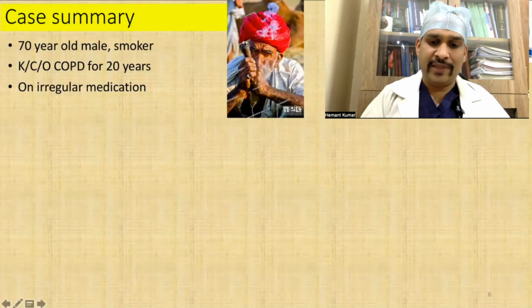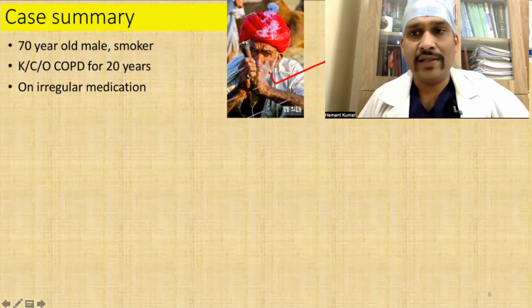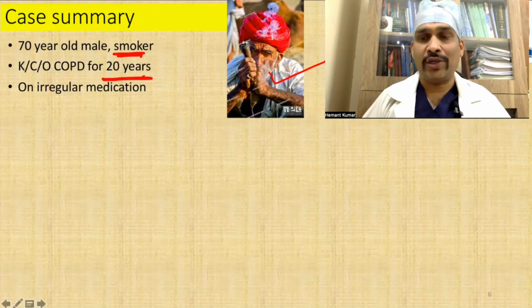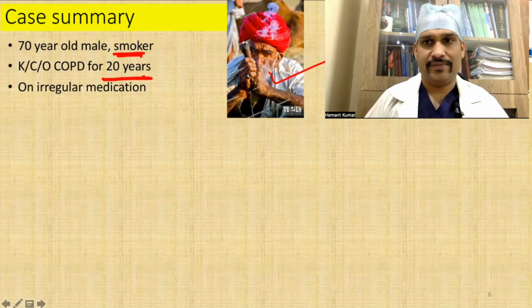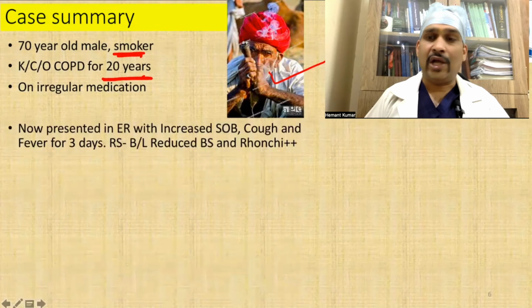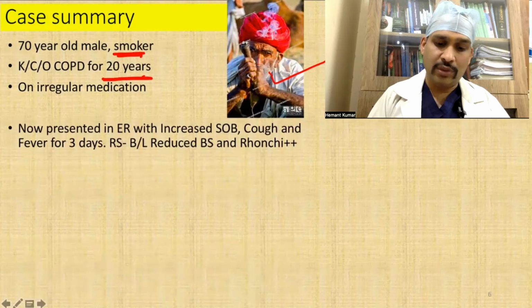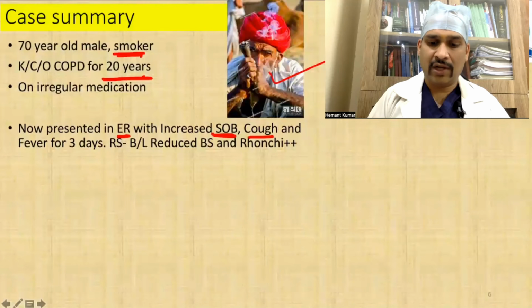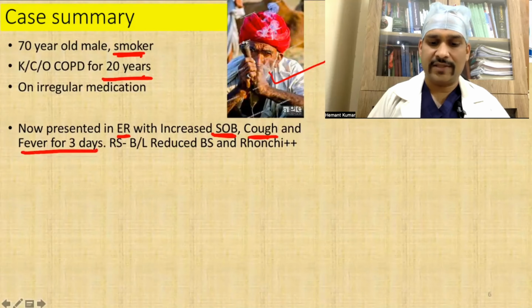This is a gentleman, a 70-year-old male, a known case of COPD. He is a chronic smoker and has had COPD for 20 years, but he is not taking regular medication. Whenever he was having breathlessness, he was taking medication. Otherwise, he was not taking any medication. Now he has come to the ER, emergency medicine, for increasing breathlessness, cough, and fever for 3 days.